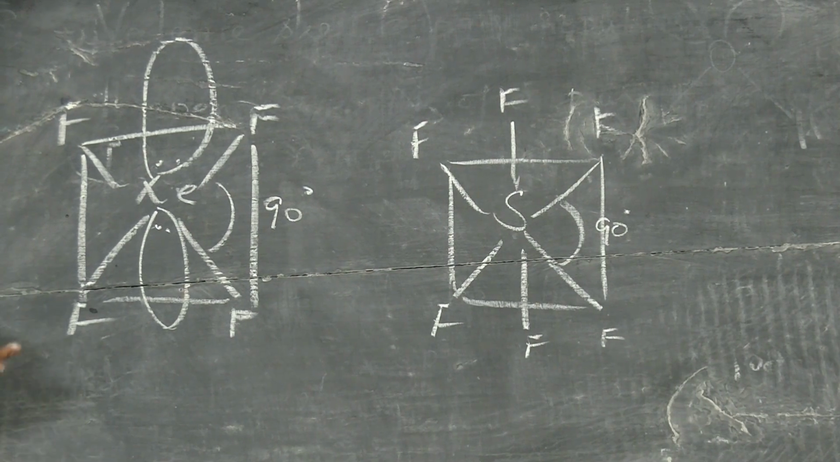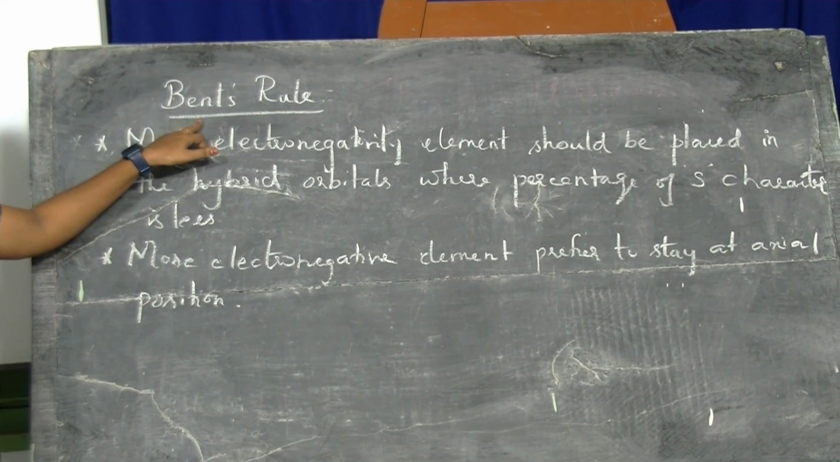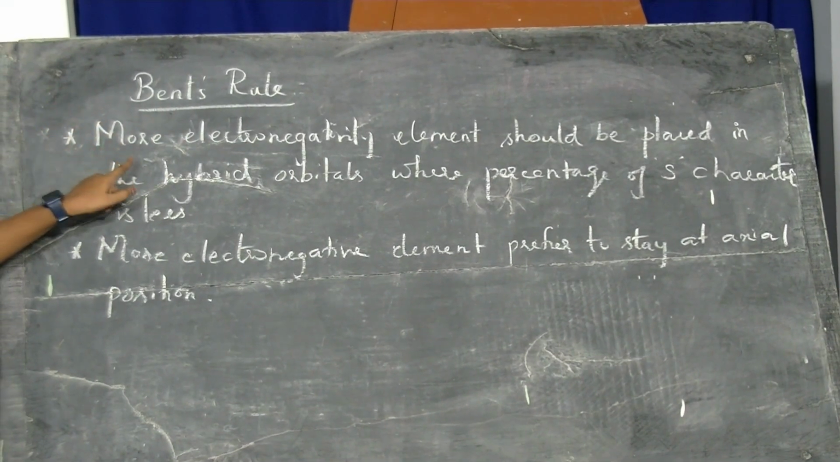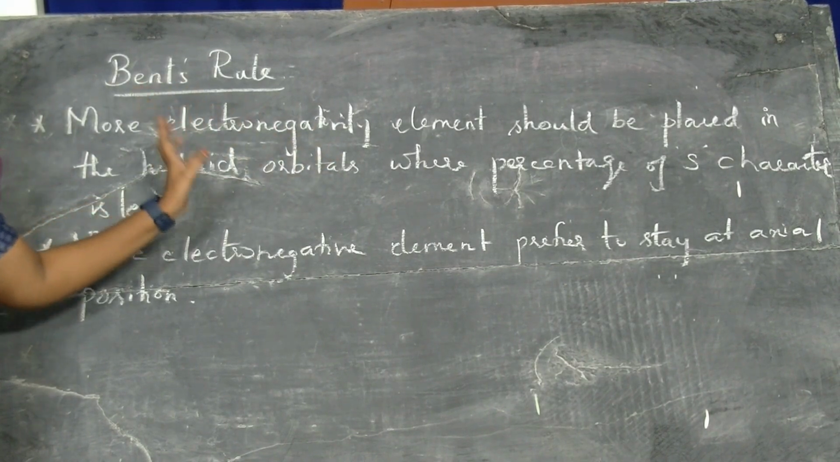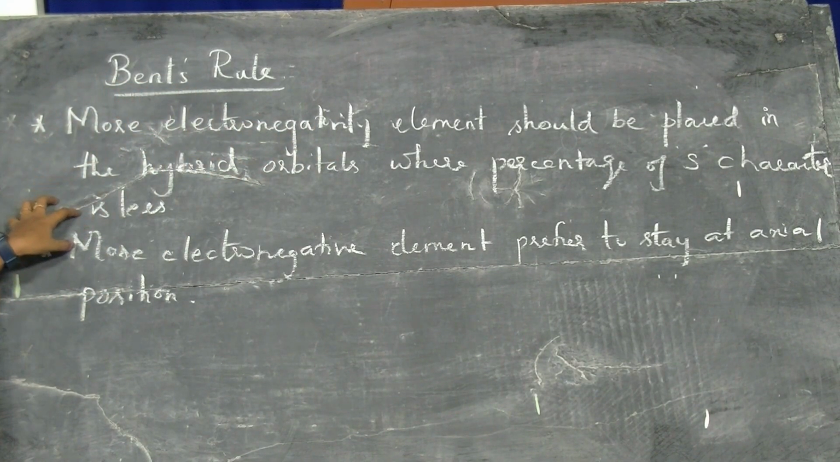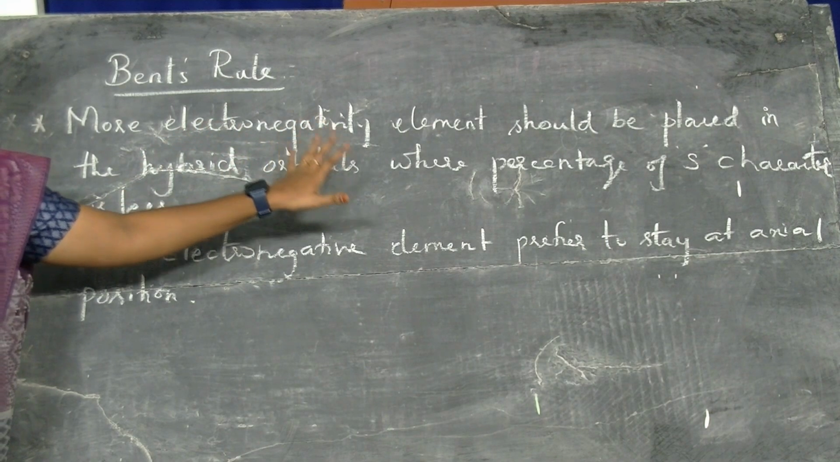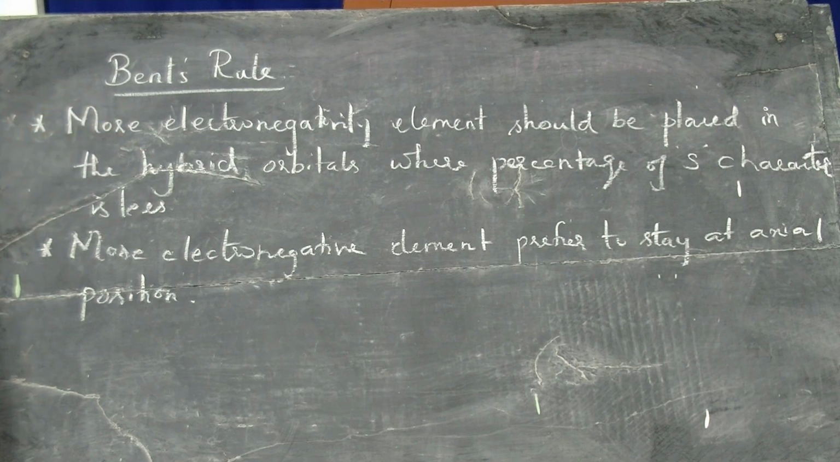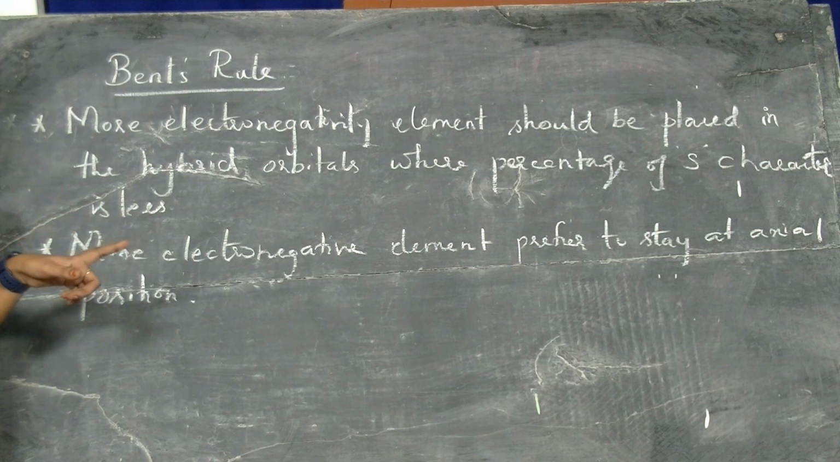The next topic is Bent's rule. So now we are going to see about Bent's rule. What is Bent's rule? More electronegative elements should be placed in the hybrid orbital where the percentage of s character is less. That is the concept here. Also, a more electronegative element prefers to stay at the axial position rather than the equatorial position in a molecule. Why? That is what we are going to see here.